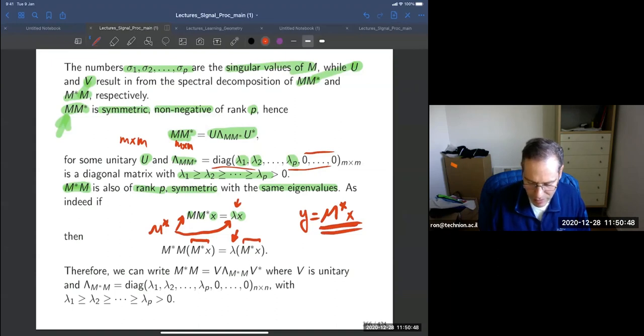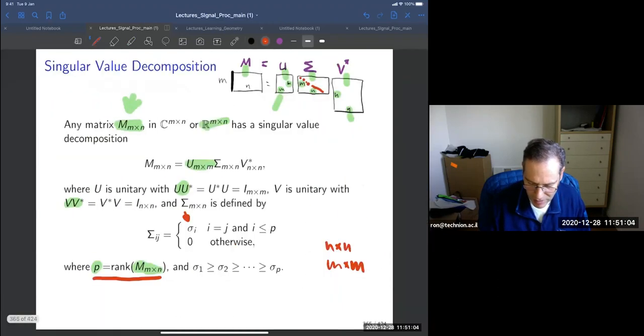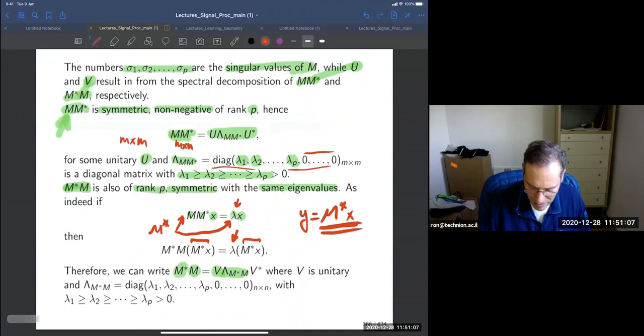So what we can do is write M transpose M as V, and here we have lambda that goes between, now it should be small m, it should be N by N, I think. Yes, it should be N by N here. This is the eigenvalues of M transpose conjugate M, and here I have the V conjugate, where V is nothing but a unitary matrix. These are the set of eigenvectors.